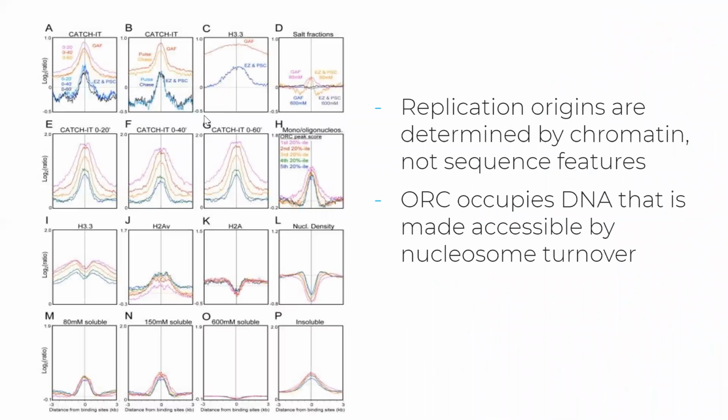So here are the results. They're kind of confusing, but basically the results from this show that replication origins are determined by chromatin, not by sequence feature. And it also implies that ORC occupies DNA that is made accessible by nucleosome turnover. So that makes sense. So ORC is important in DNA replication. And then we said earlier that nucleosome turnover helps in DNA replication.